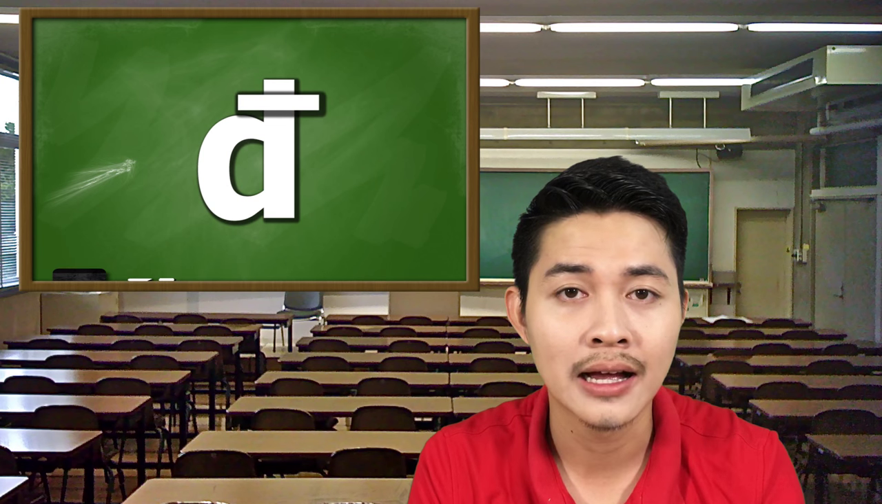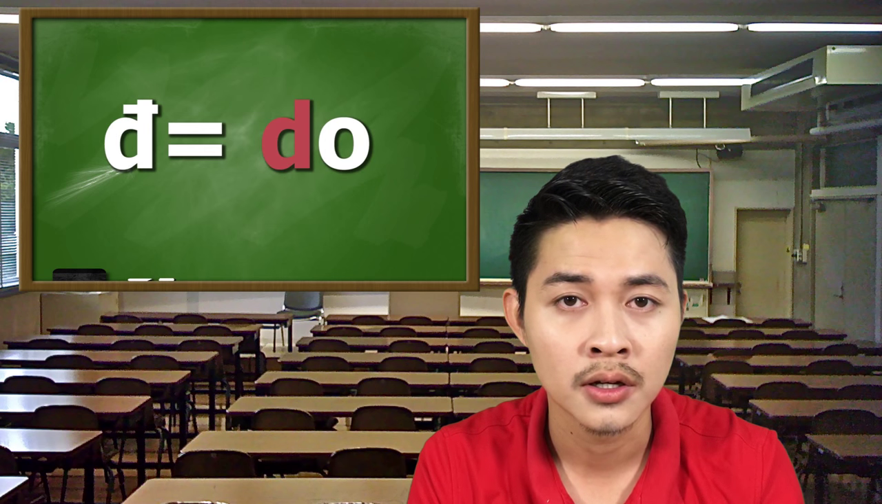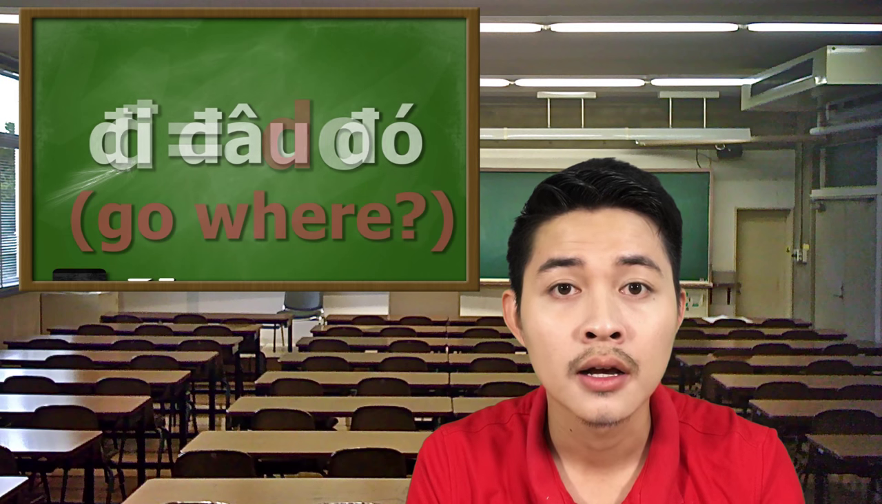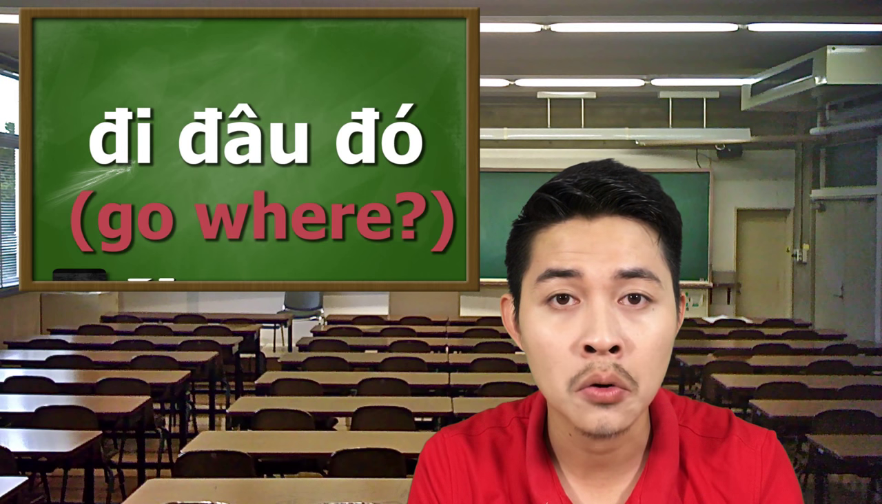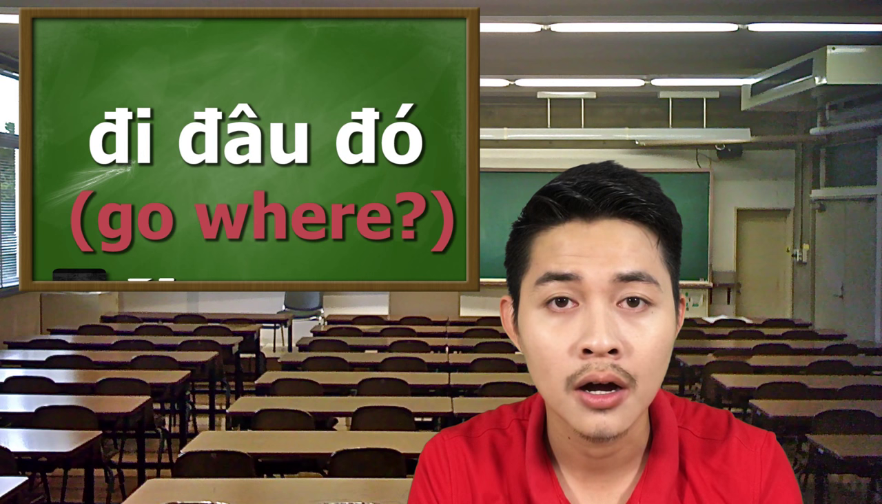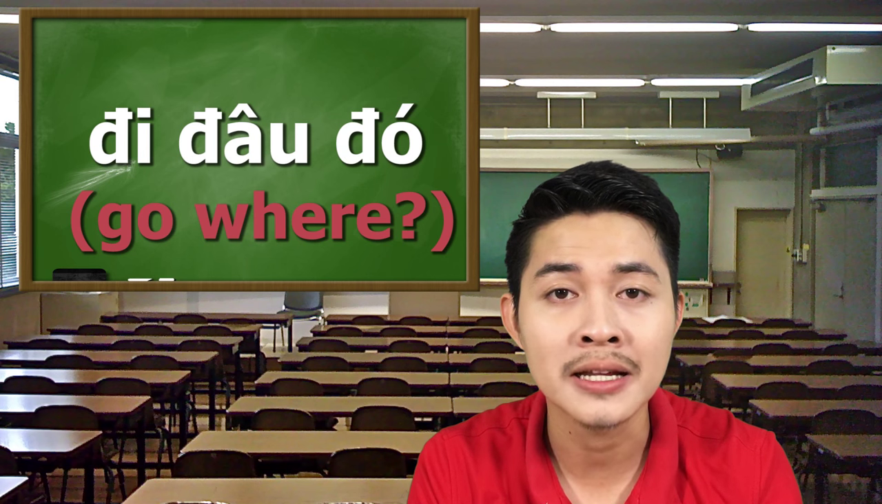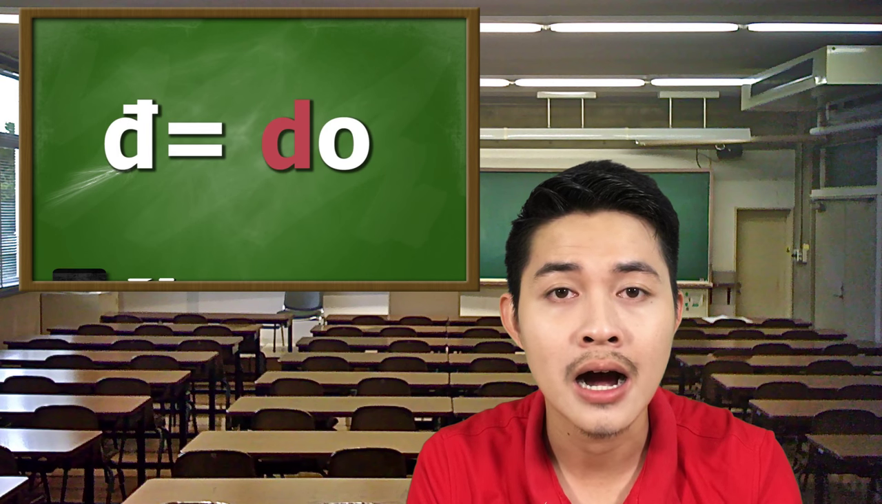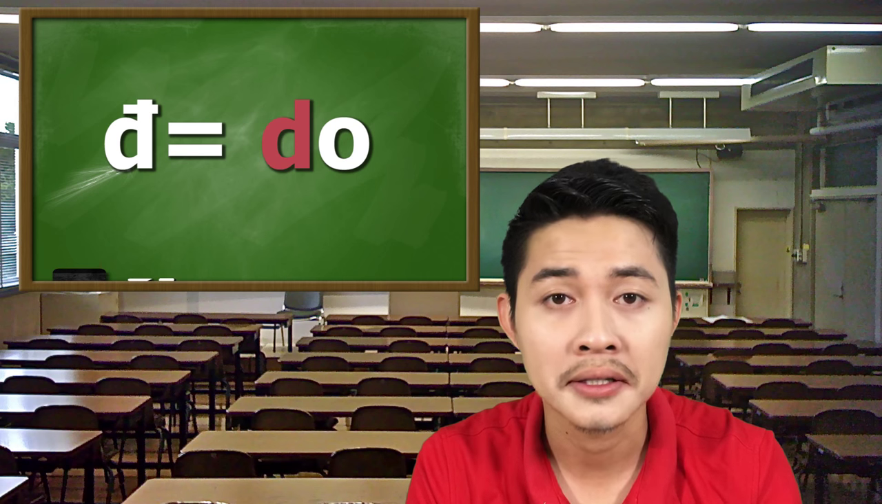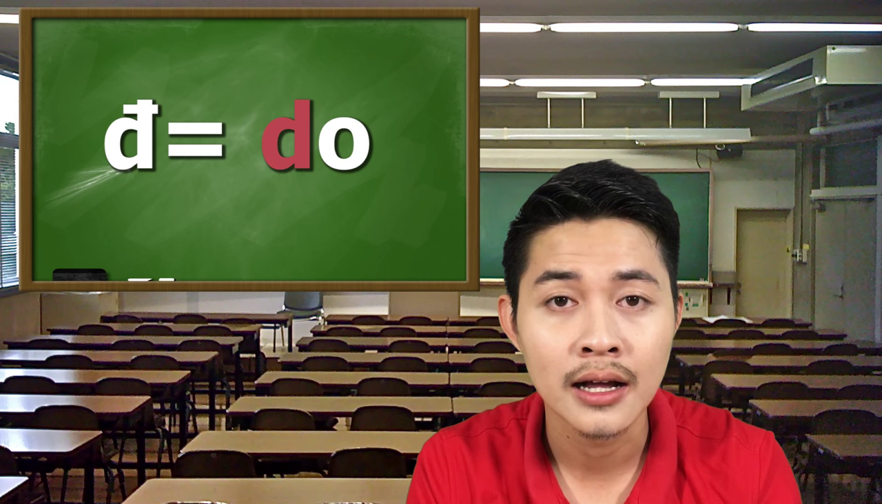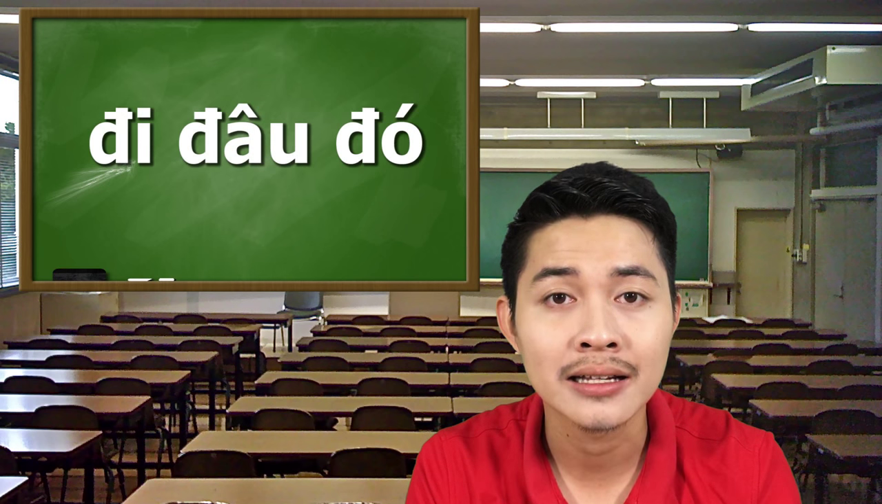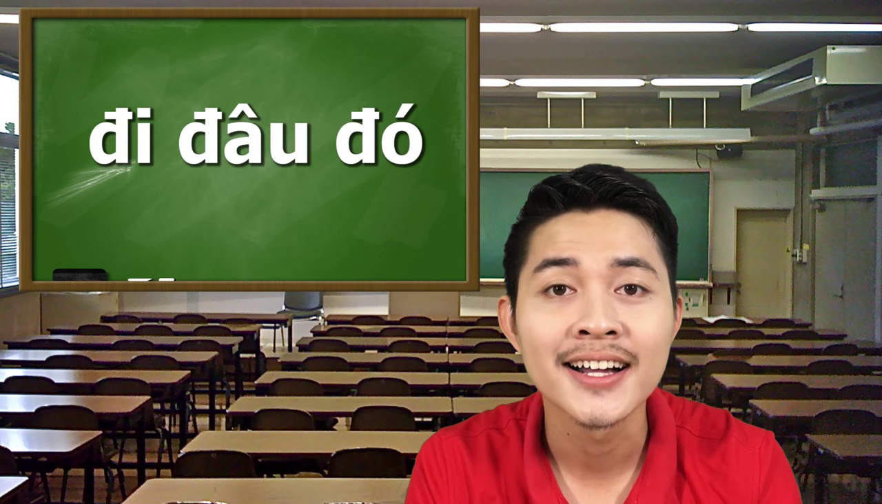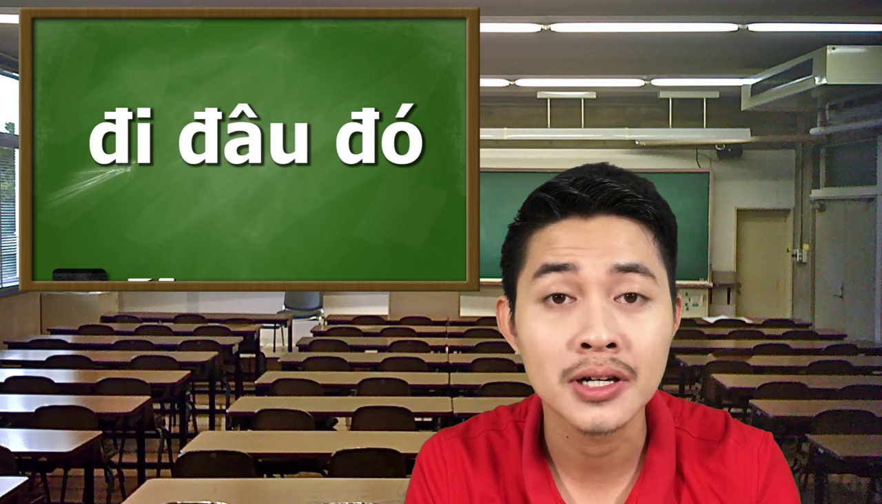The next one is đa. It's similar to d in do. For example, đi đâu đó. Now repeat, đà, đi đâu đó. Good.